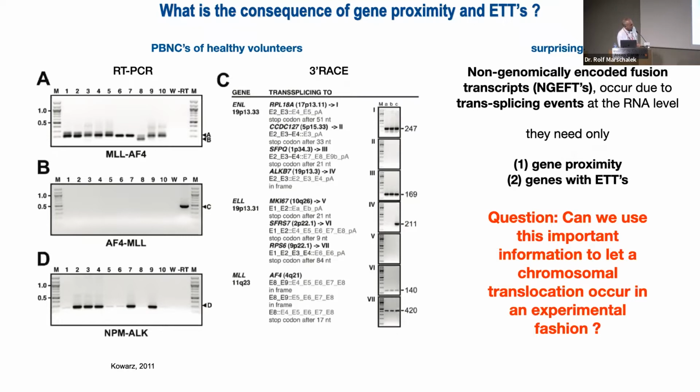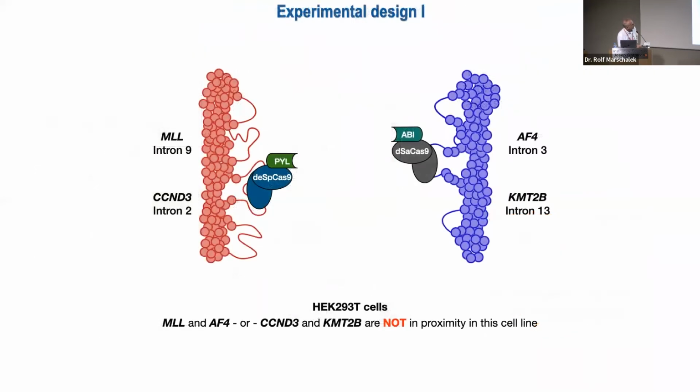And so the important question is, can we mimic exactly such a situation, and can we induce chromosomal translocations by knowing exactly this, what is written here? And actually we did this. So we used MLL and A4, and we used cyclin D3 and MLL2. And we did this in a kidney cell, where these chromosomes are far away from each other. So in this cell, these two chromosomes are far from each other, so they are not in proximity, so there should be nothing happening.